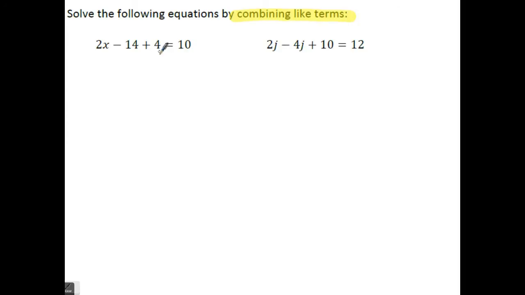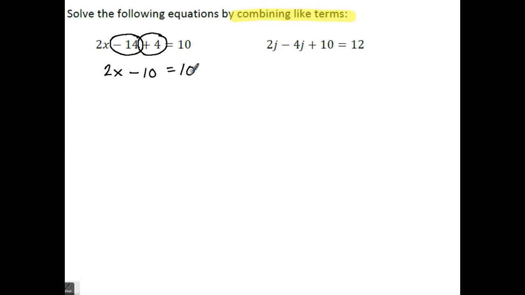Well, what things can we combine? What we can combine is the minus 14 and the 4. So we can combine those two into one number. So this can become 2x minus 14 plus 4. Again, you're going to subtract 14 and add 4. You owe somebody $14 and you have $4, so that means you're still minus $10. So it's going to be minus 14 plus 4 is minus 10, and that's going to equal 10.